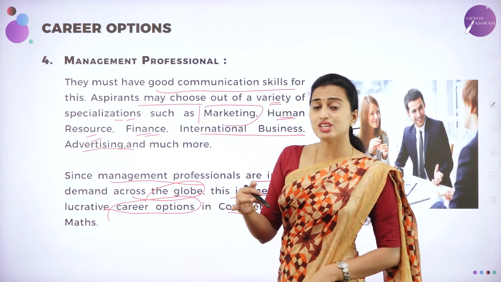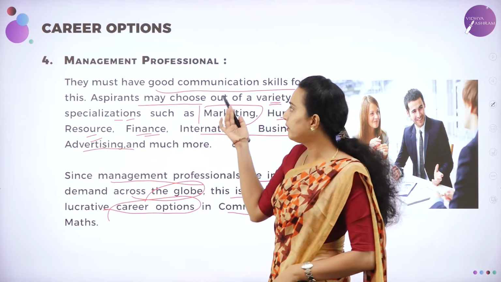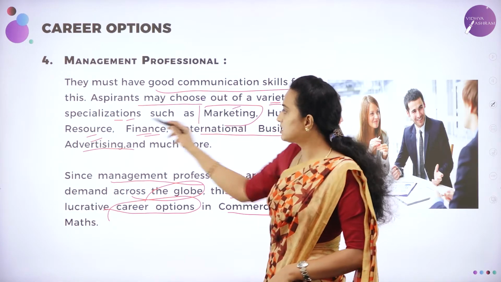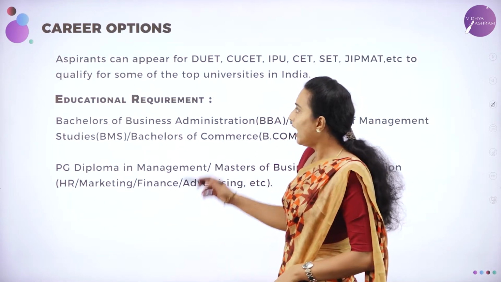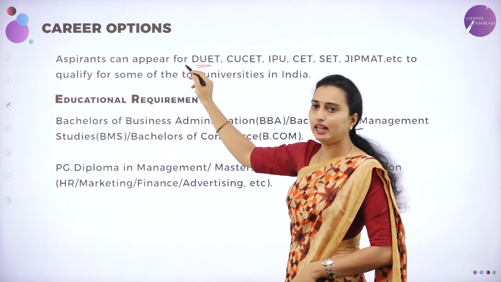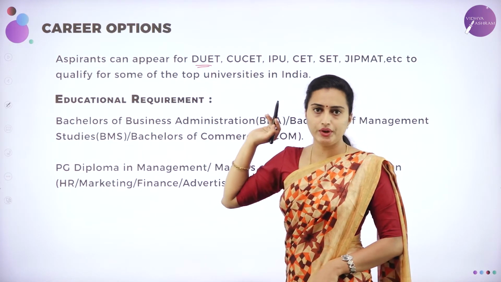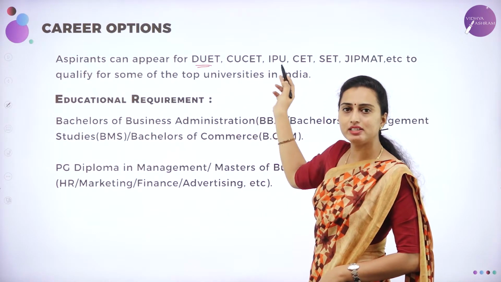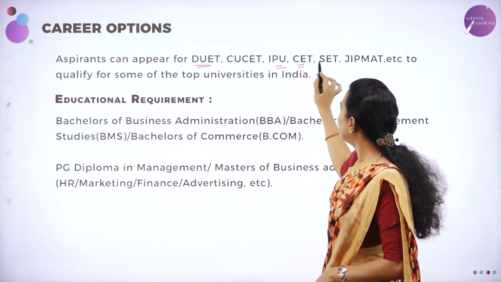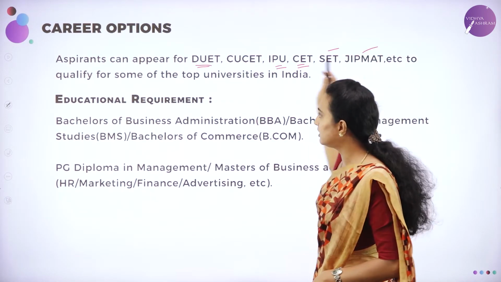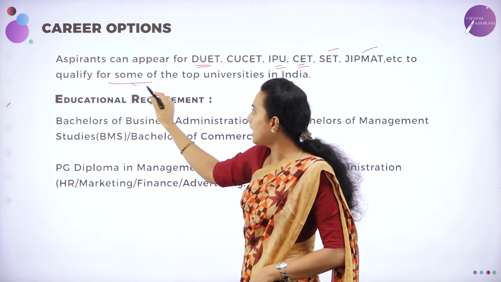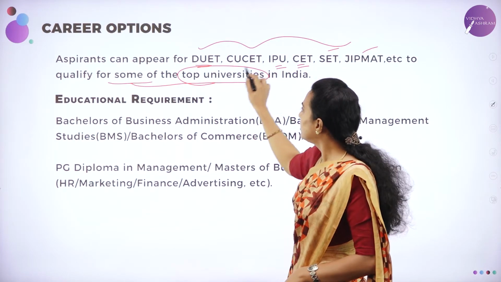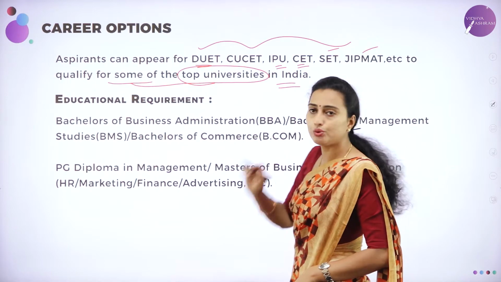Next, what is the educational requirement to become a management professional? Aspirants can appear in DUET, that means Delhi University Entrance Test, then CUCET, that means Central University Common Entrance Test, IPU Common Entrance Test, SET, ZipMat, etc. These qualify you for some of the top universities in India. This is important. If you pass these, you can choose a top university in India.